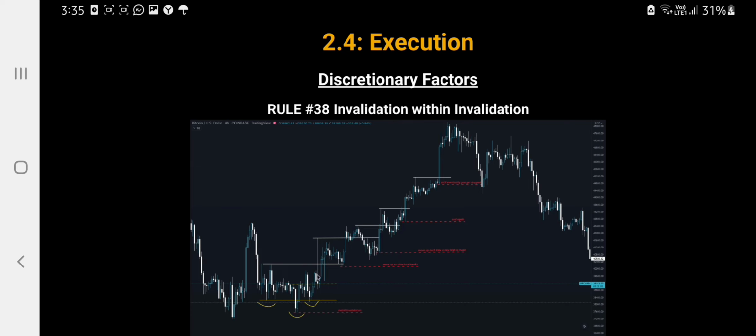Then price moves up, and the white lines that I've drawn are the respective highs on the trend up. As you can see, this is very clearly a trending move, okay?